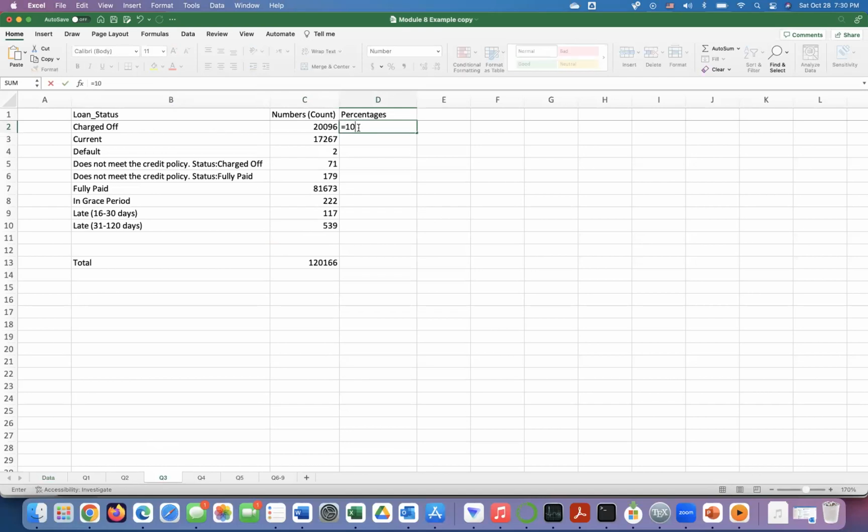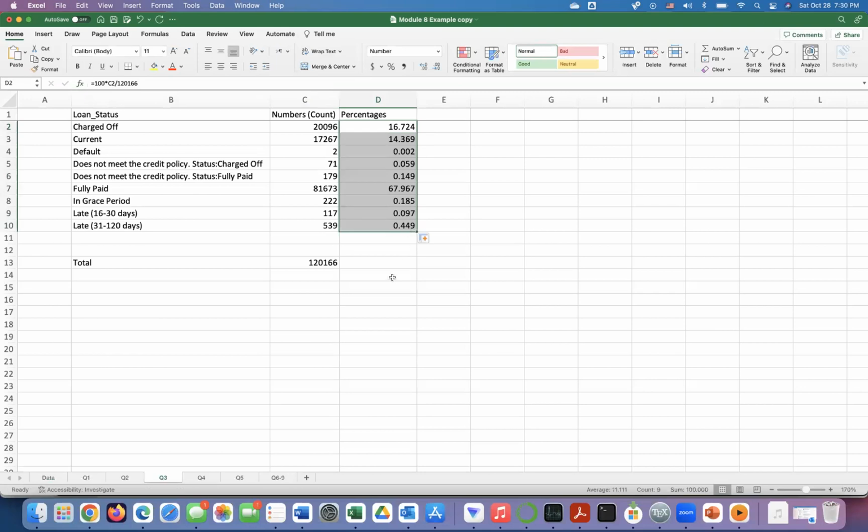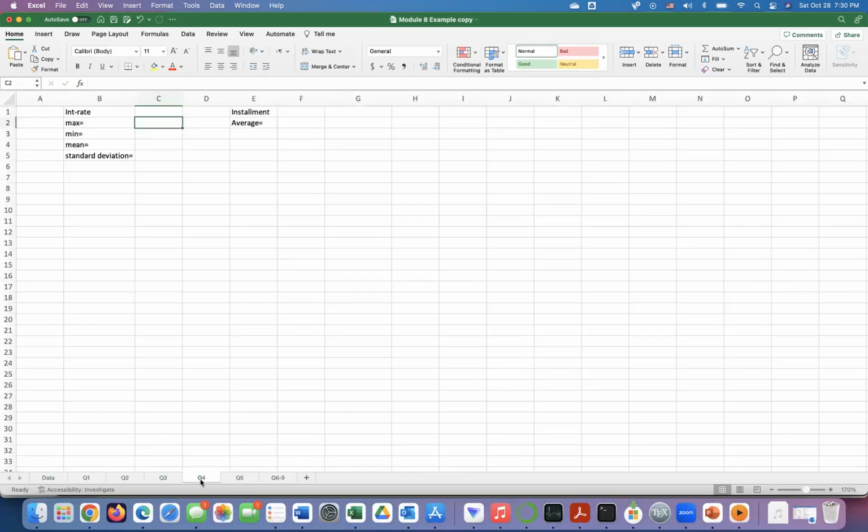Percentage wise, again, 100 times this number divided by, this time I'm going to just type 121.66. So 16% of the loans are charged off, and all the way 67.9% fully paid. So then this one is going to be sum of all of these. Okay. Very easy question. Yes, these are super easy questions. We just want to get to know our data, nothing else.